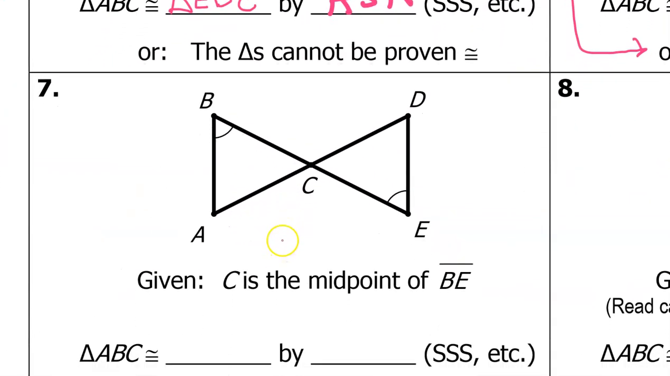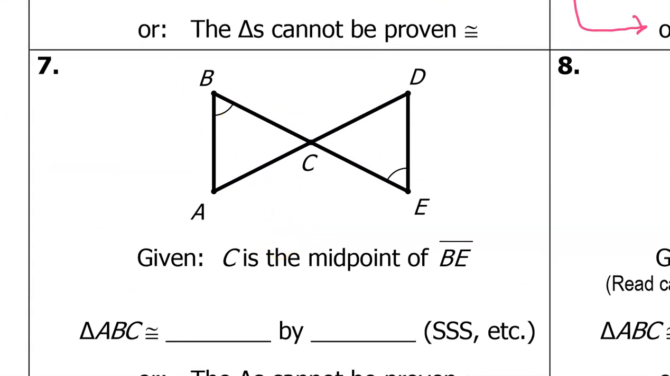All right, jumping to problem number 7. Vertical angles are always congruent, so let's go ahead and mark these as congruent. In addition to that, we have this statement right here: C is the midpoint of BE. So segment BE is this segment right here. If C is the midpoint, that means that this side, BC, is congruent to this side, CE. So we can mark those based on the given.